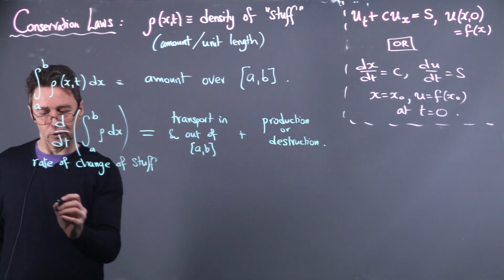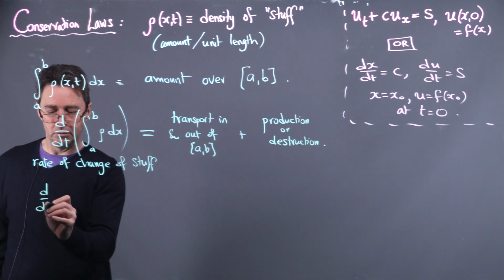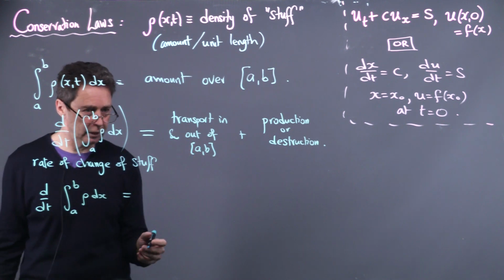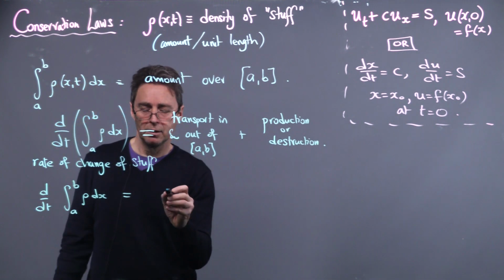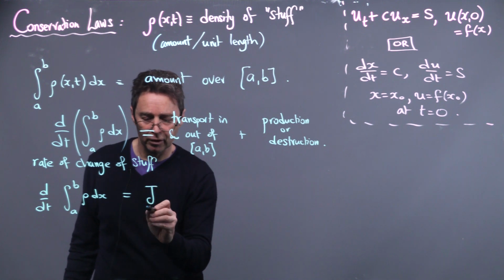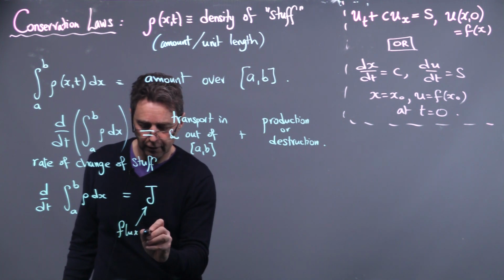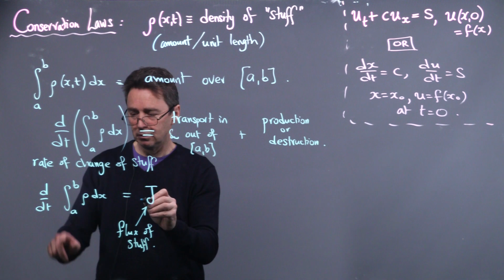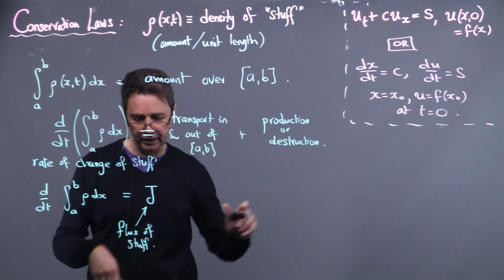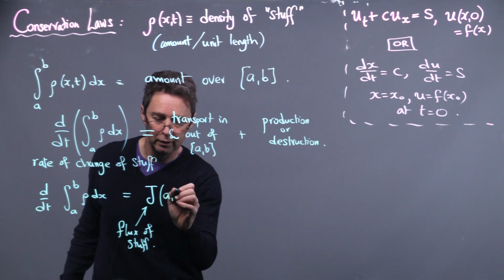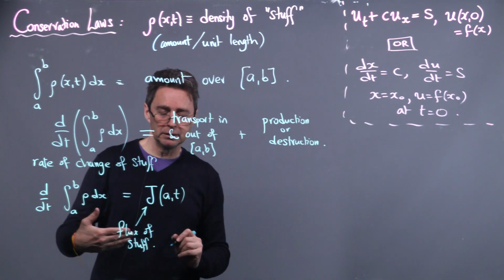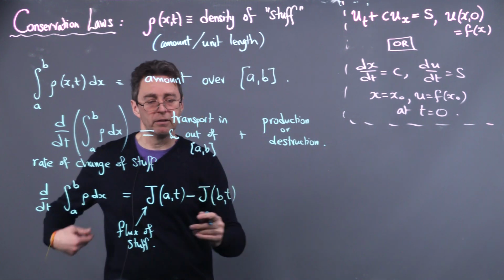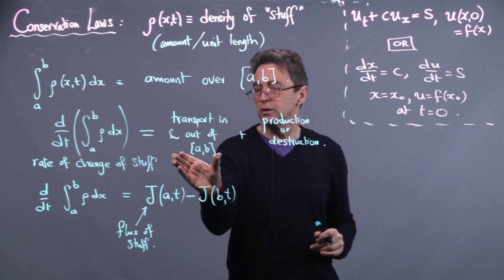Let's just sort of formulate this a bit more mathematically. So I've got d by dt of the integral from a to b of rho dx is equal to, well, the transport in and out, I'll represent that in terms of fluxes. So if I take J to be the flux, so that's the flux of stuff. Then the flux in, if I'm thinking about things going in the positive x direction, the flux in will be at A. That's the flux coming into the interval from the left, and then there'll be a flux going out at B. So J of A and t minus J of B and t, that's going to be the transport in and out.